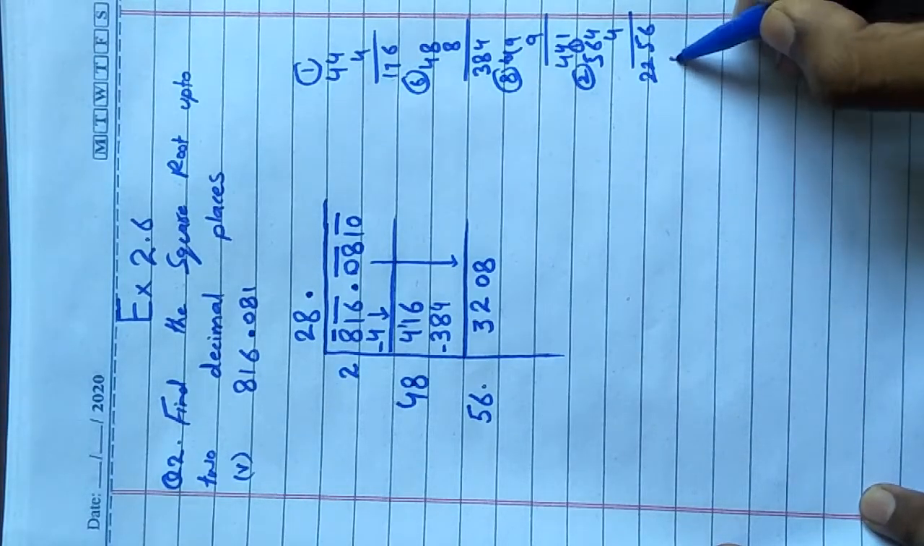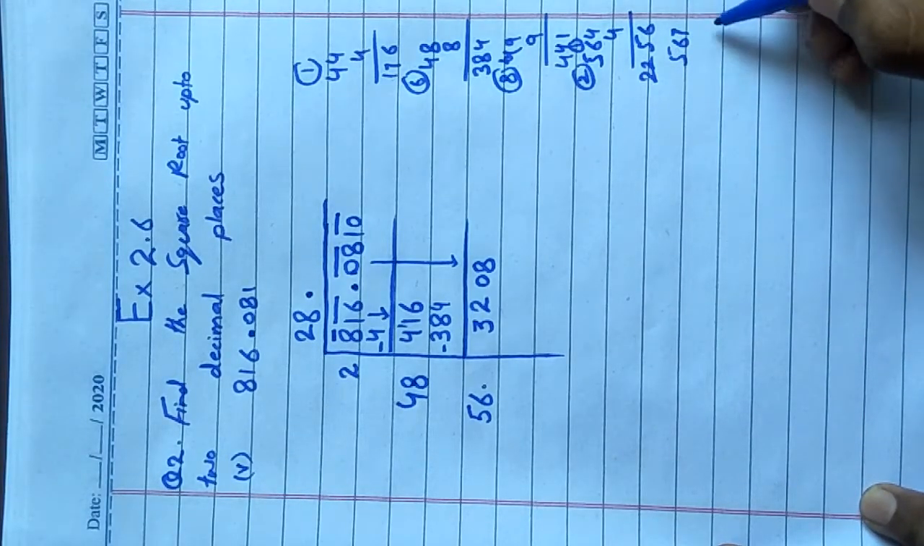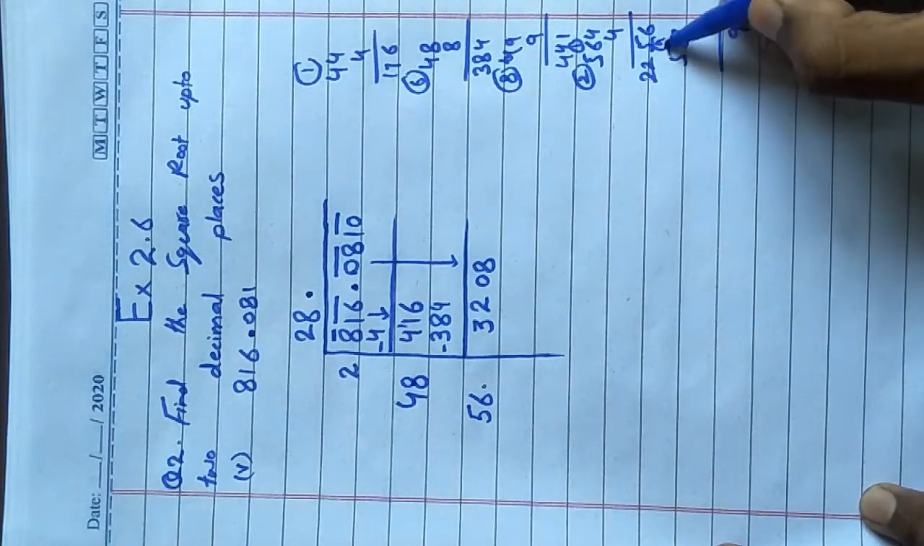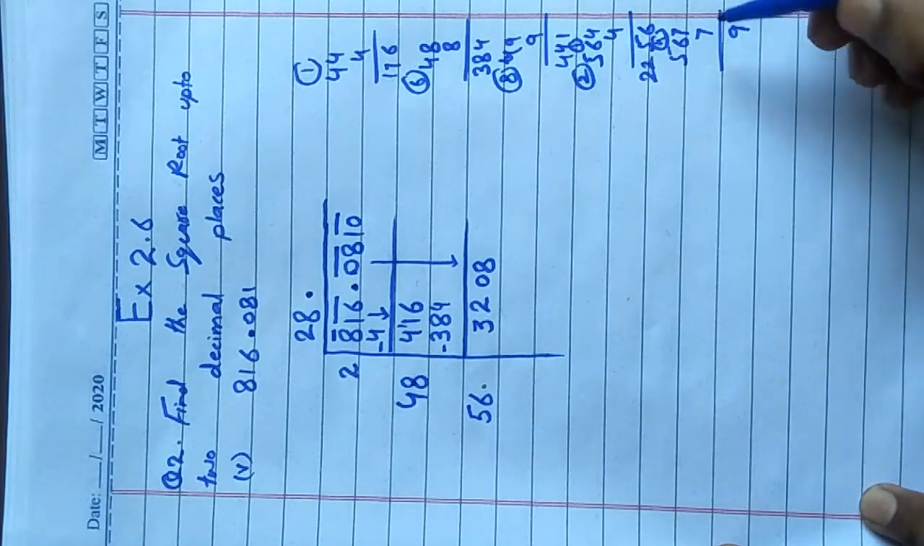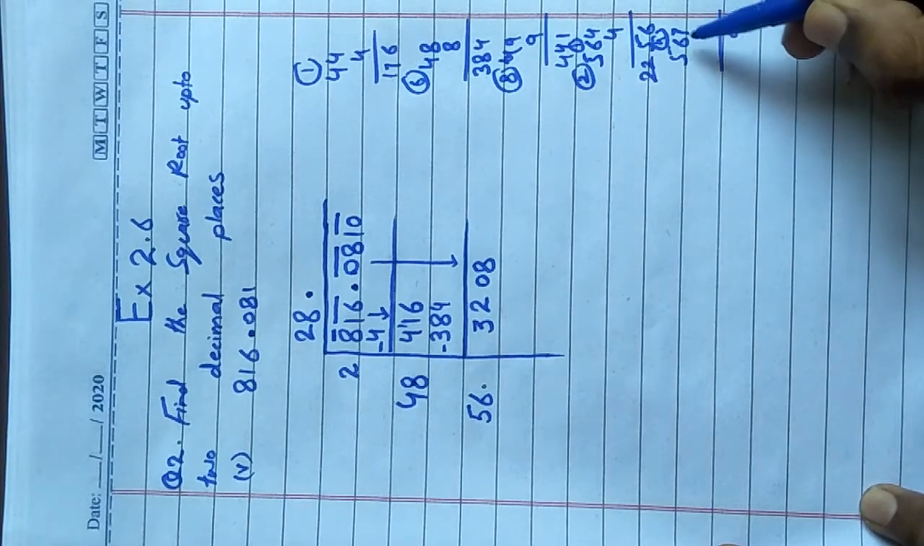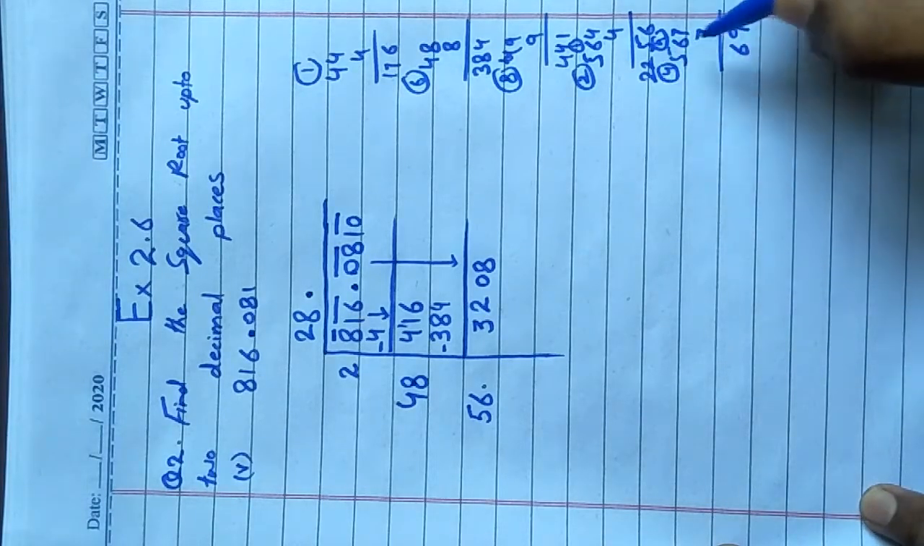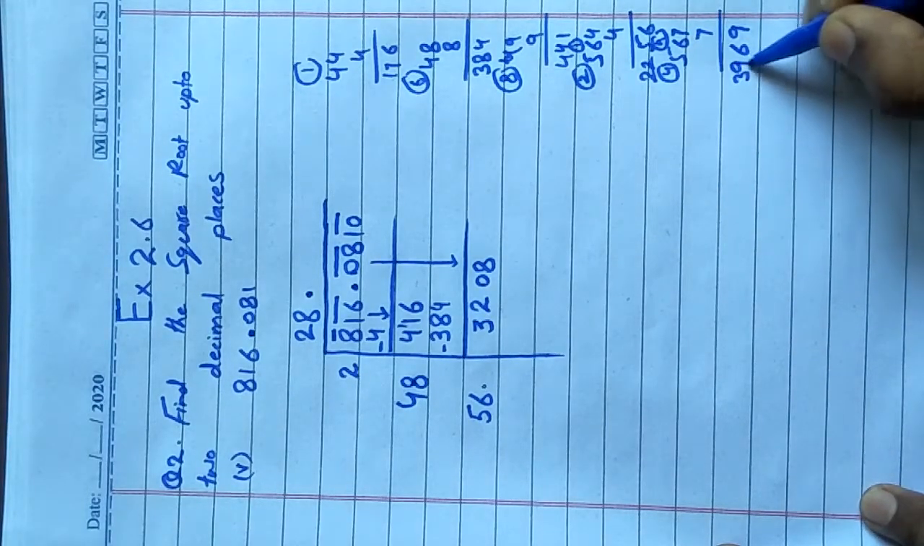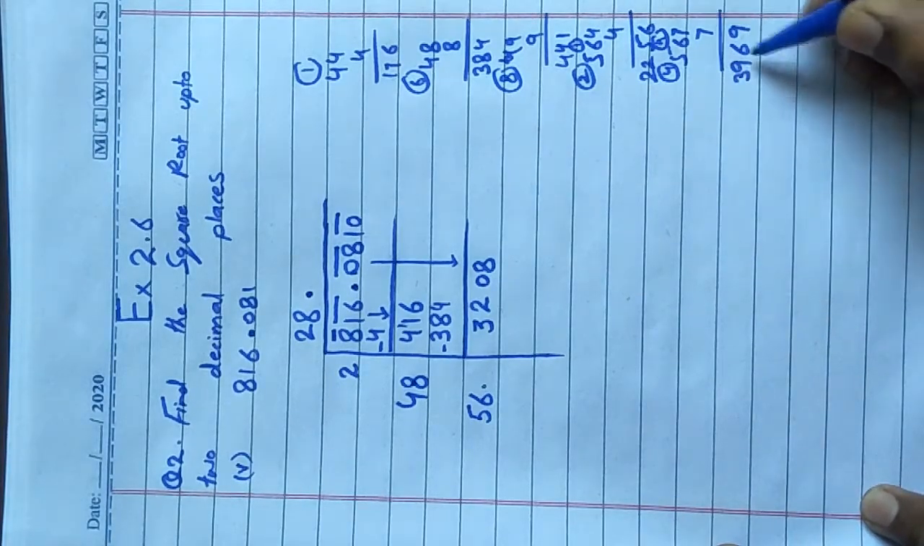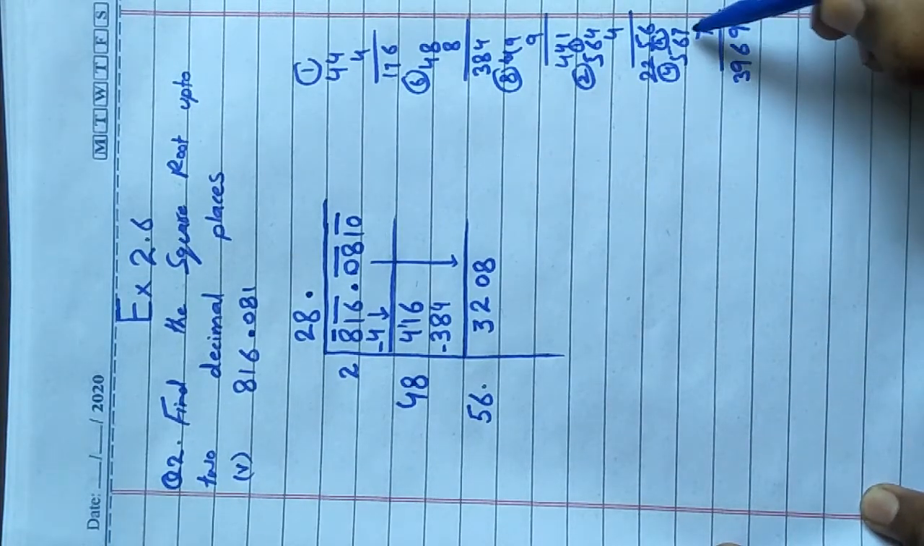Let's assume 7. Okay, 7 7s are 49, 9 here, 4 take carry. 7 6s are 42 or 46, 6 here, 4 take carry. 7 5s are 35 or 39. Let's assume 5, because assuming 7 the number becomes greater. Let's assume 5.